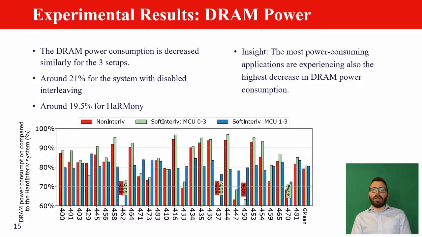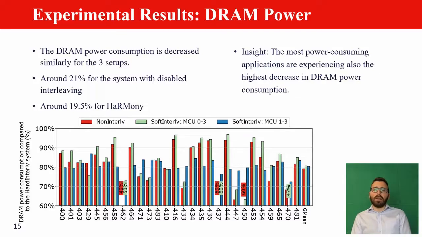Both the non-interleaved and HaRMony achieve similar DRAM power reduction, around 20% compared to the system with nominal parameters. The fact that the DRAM power reduction in the system with disabled interleaving is higher can be explained from the reduced performance and the memory is not accessed as frequently.